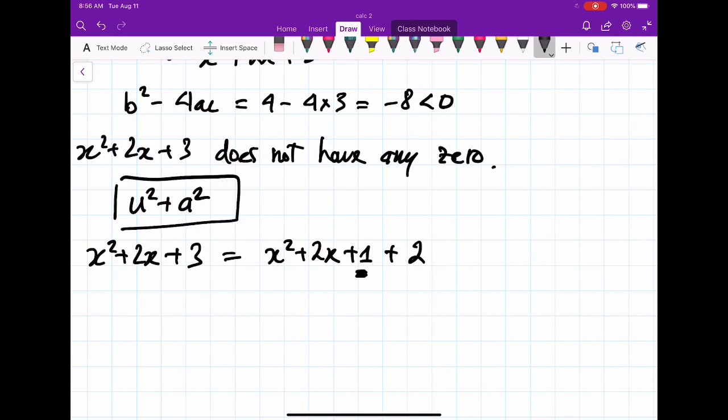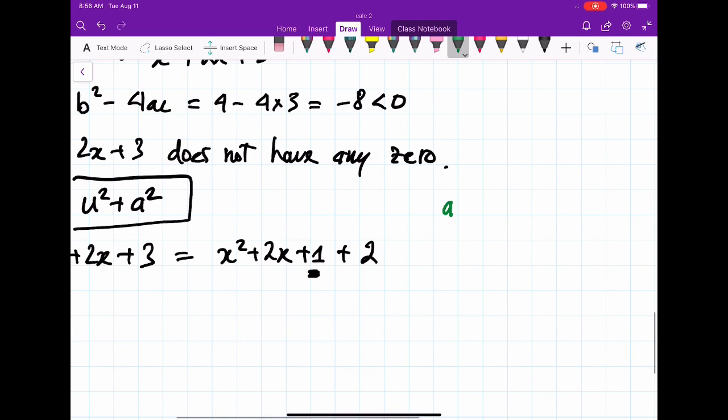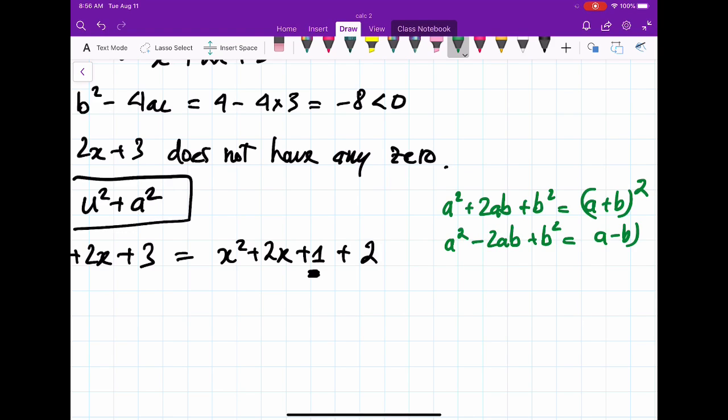Because we want to use the following identity: a squared plus 2ab plus b squared equal to a plus b squared. Or sometimes you might have a squared minus 2ab plus b squared equal to a minus b squared. So in this case, a is x. You can find b from 2x. You have 2a, which is x, so the b should be 1. So you need to add b squared, which is 1 squared right here.